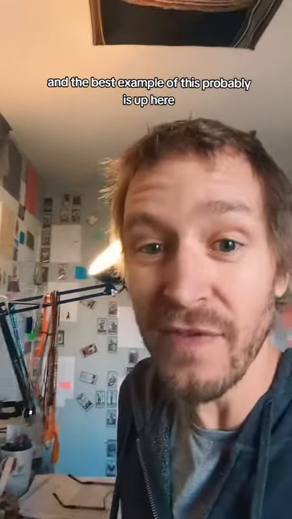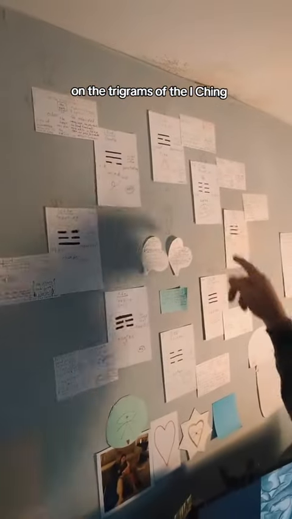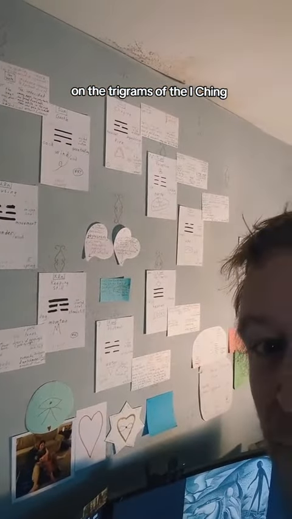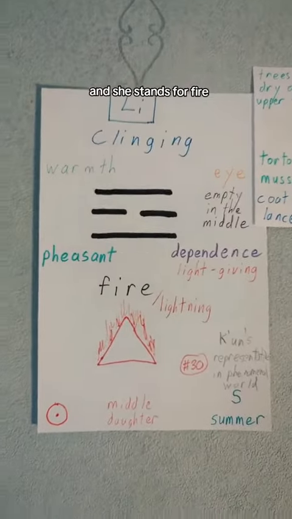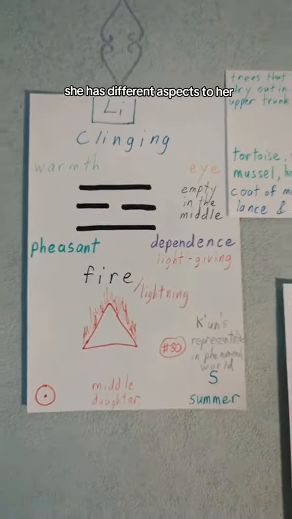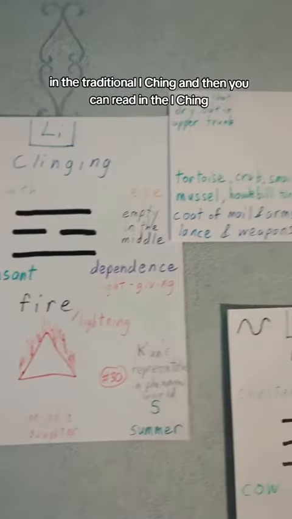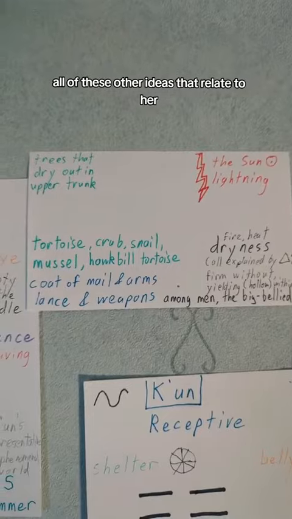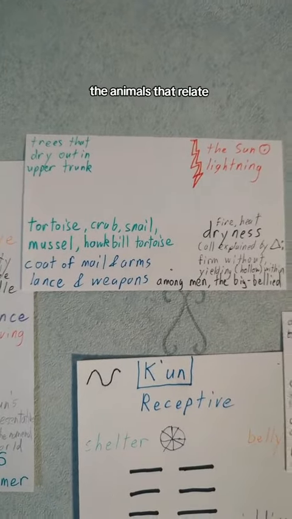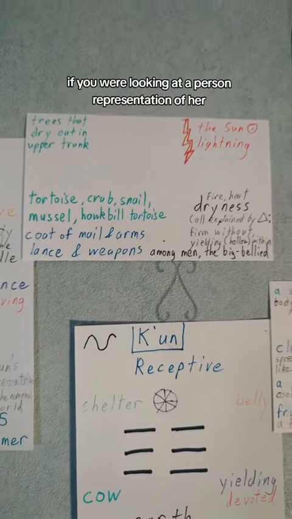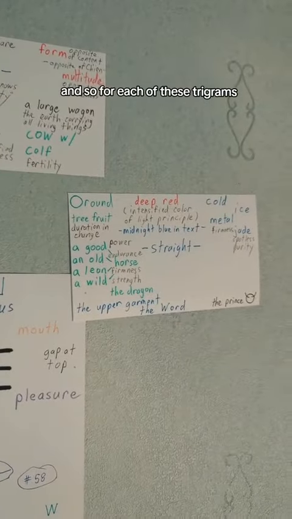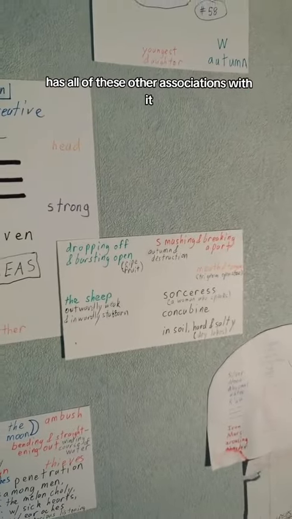And the best example of this probably is up here on the trigrams of the I Ching. Each of these has so many ideas attached to them. Let me show you. For instance, here is Li. She is the middle sister, and she stands for fire. She has different aspects to her in the traditional I Ching. And then you can read in the I Ching all of these other ideas that relate to her: the animals that relate, what kind of heat she has. If you were looking at a person representation of her, it would be a big-bellied man. And so each of these trigrams has all of these other associations with it.